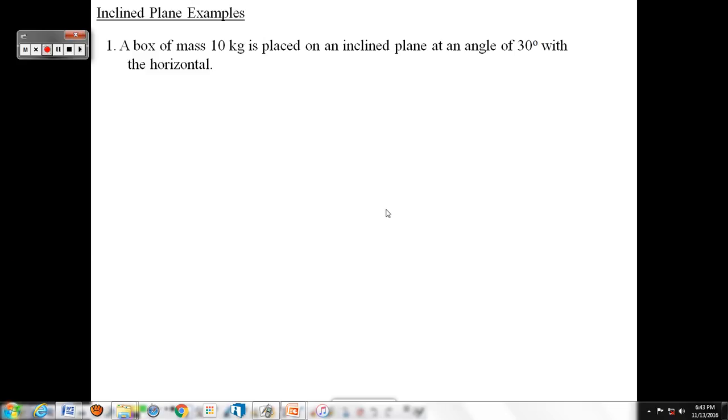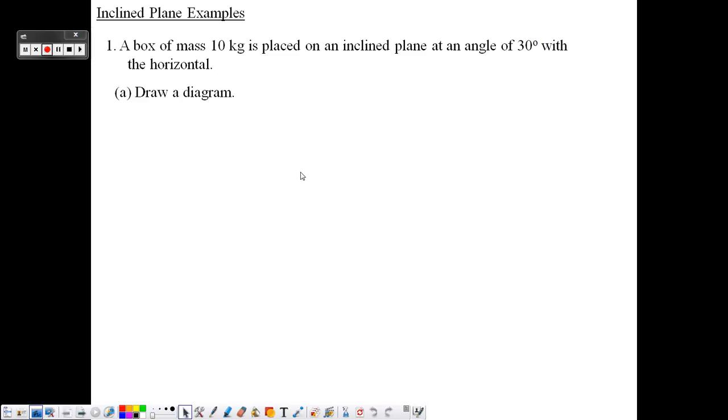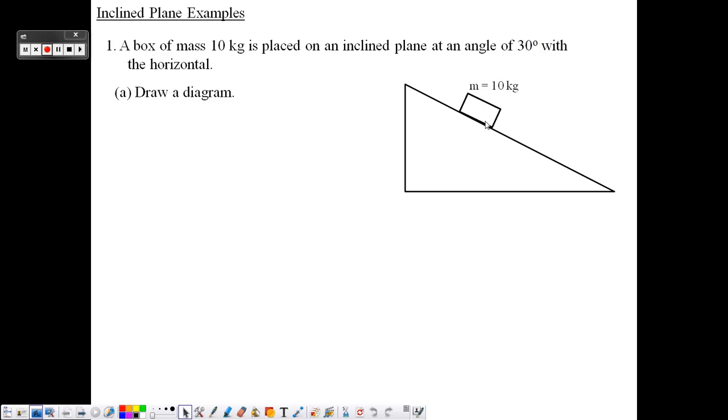Okay, these are examples of the motion of objects on inclined planes. The first example is a box of mass 10 kilograms placed on an inclined plane at an angle of 30 degrees with the horizontal. First thing we want to do is to draw a diagram. So this is going to be my plane. I'm going to put a box of mass 10 kilograms on this plane, and it will be at a 30-degree angle with the horizontal.